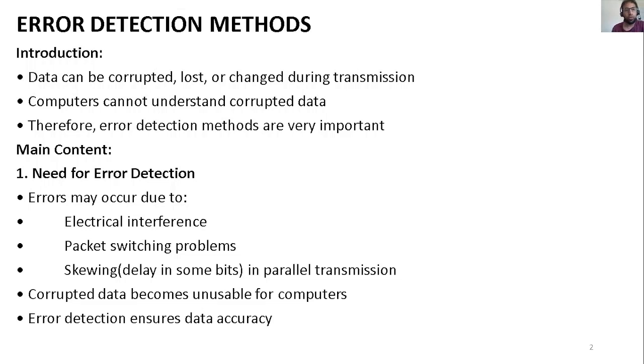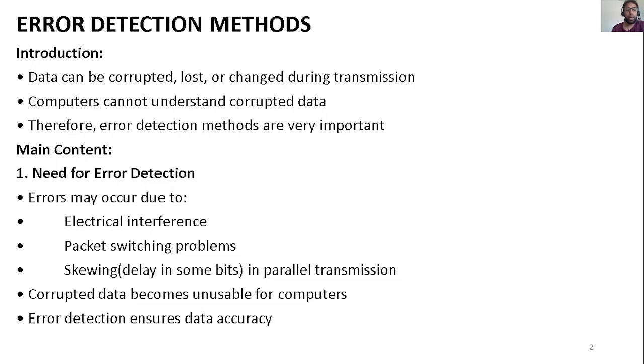What is basically error in data transmission? Our data can be corrupted, lost, or changed during data transmission. Computers cannot understand corrupted data. Therefore, error detection methods are really important. Now, why do we need error detection? Because error may occur due to electrical interference. What kind of errors? The kind of errors we have already discussed. They could be corrupted, it could be lost, or it could be changed during data transmission.